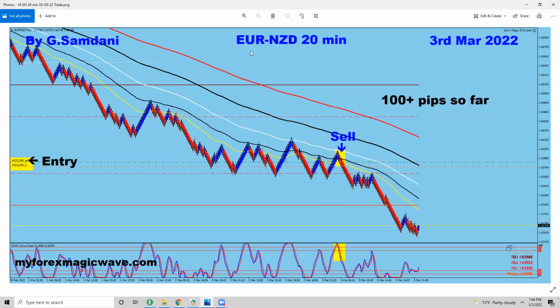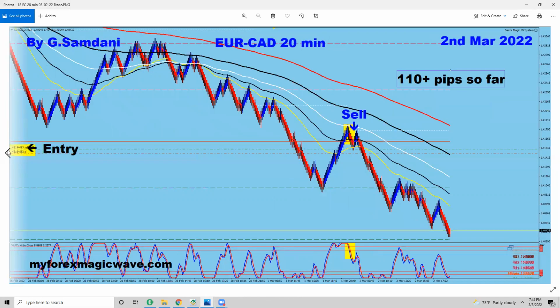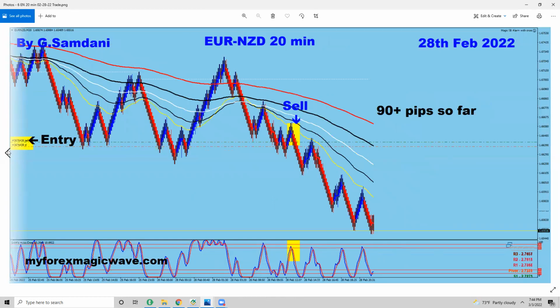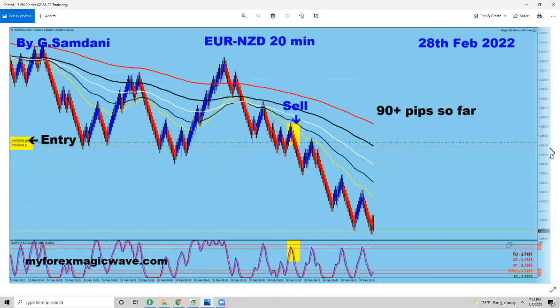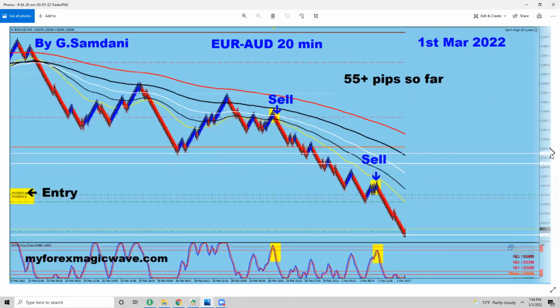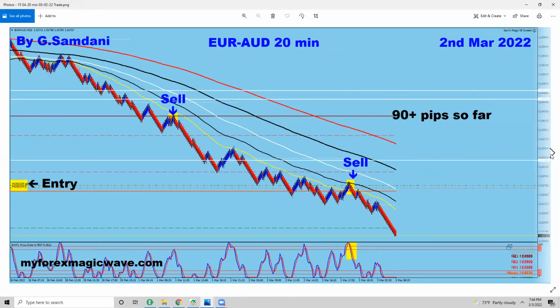Look at that. EUR-NZD, 100 on the 3rd, today. And I think this is the last one. So far, even this week, I have 1, 2, 3, 4, 5, 6, 7 trades, only euro pairs. And you can see the amount of pippage my positive trades produced: 115, 80, 120, 55, 110, 90, 100.